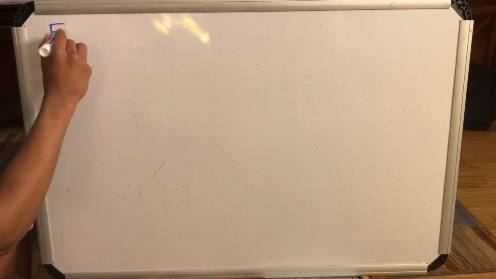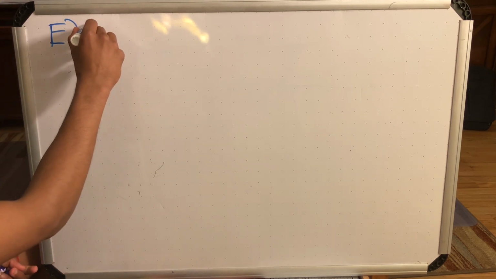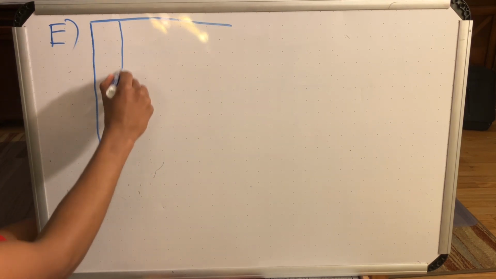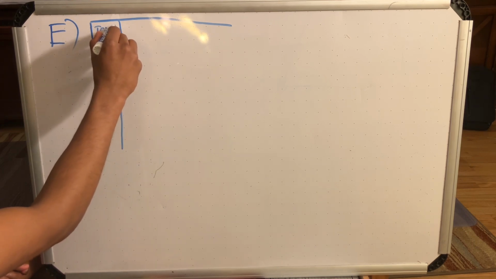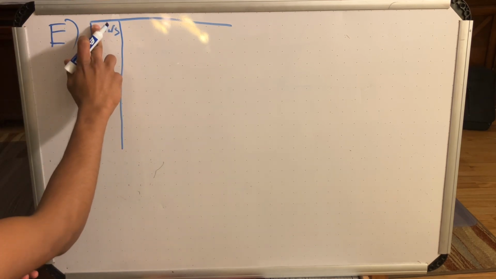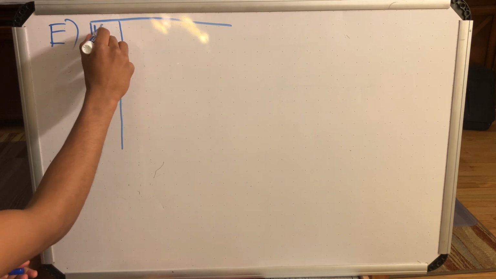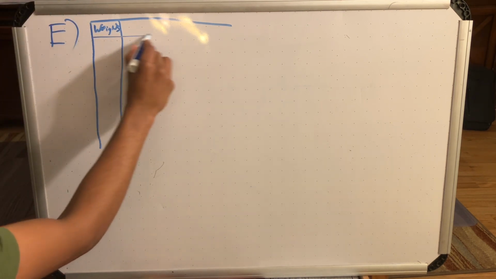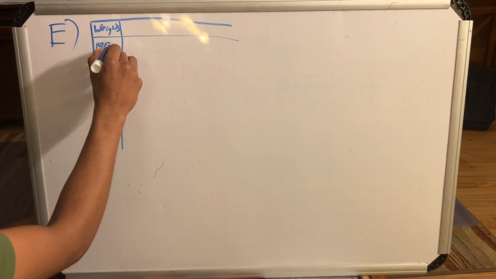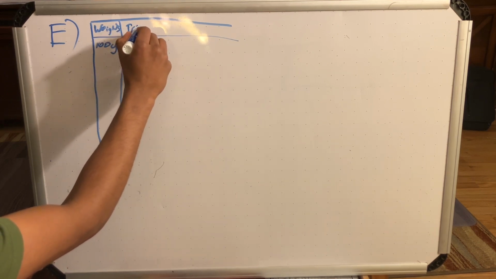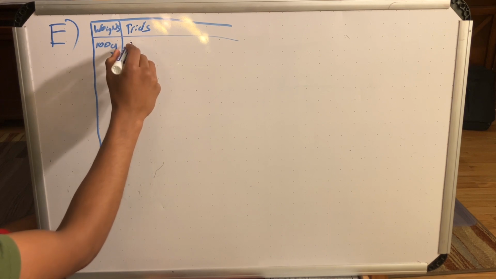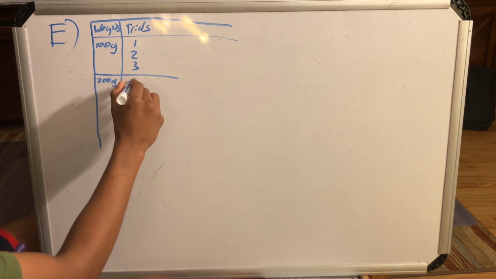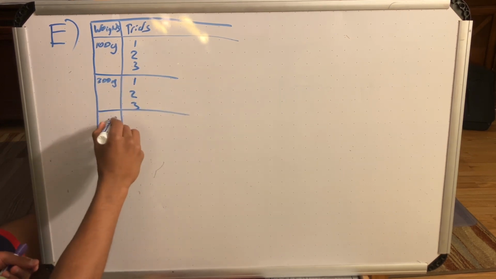So to get all the points, you would have done a chart. So the first would be trials, or it would be weights. And I believe it was, let's see, 100 grams, and then this would be trials. So you would have trial 1, trial 2, trial 3, 200 grams, trial 1, trial 2, trial 3, etc.